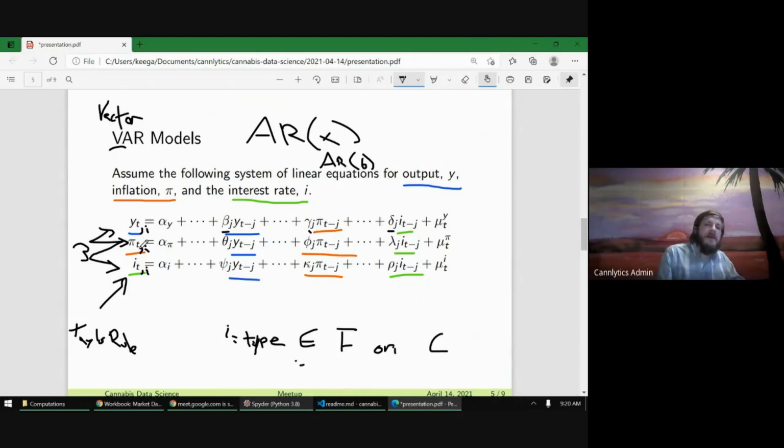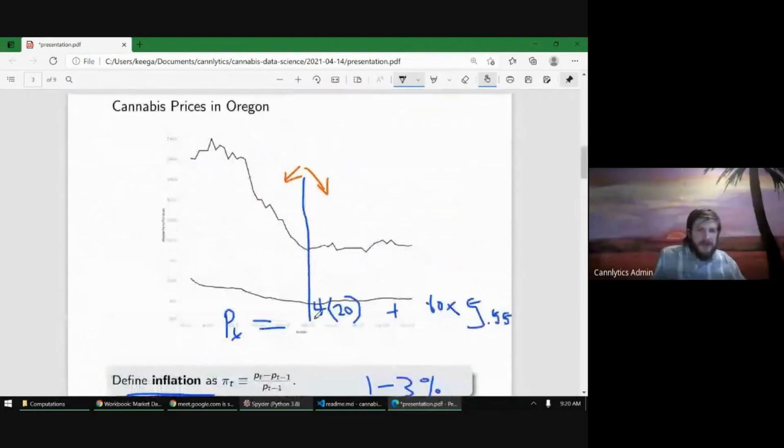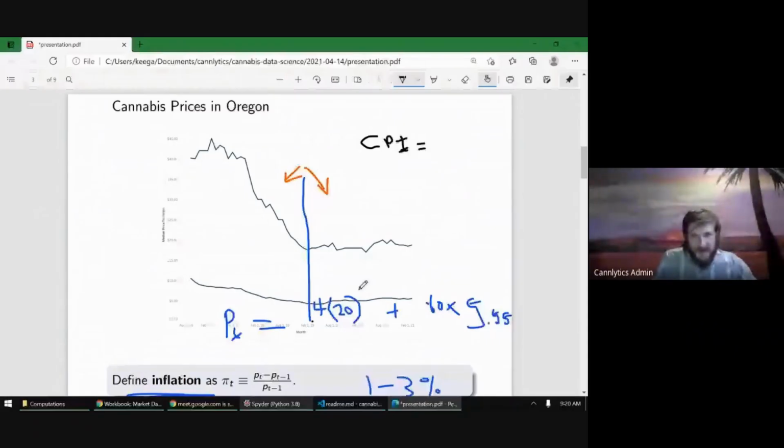However, the way I would approach this right out of the gate would basically be to calculate a CPI, a consumer price index. And so that's basically like a weighted average of all your prices.